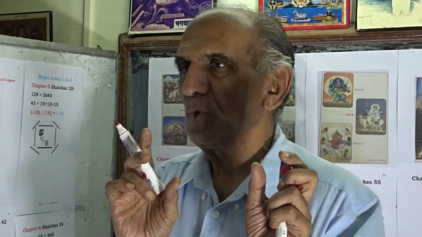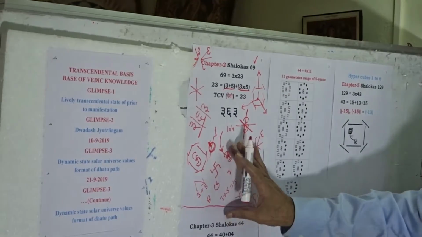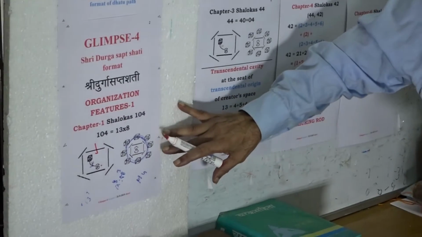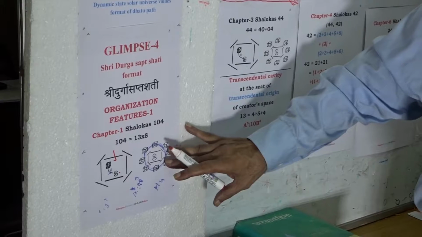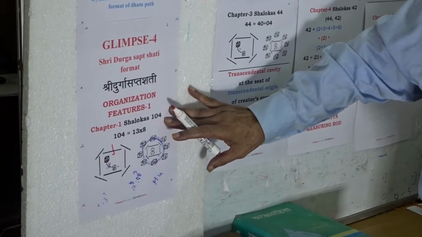So each chapter is a particular range of shlokas. This feature as to why chapter 1 is having 104 shlokas, chapter 2 is having 69 shlokas range. This value 104 and value 69 as such are the values which stand coordinated because of the underneath geometric formats. The basic underneath geometric format is of a creator's space. It is of value 4.